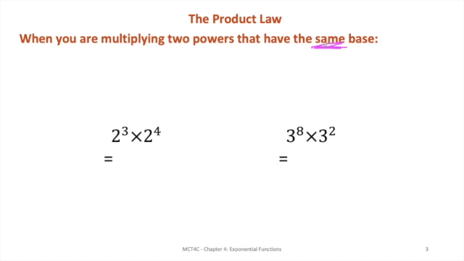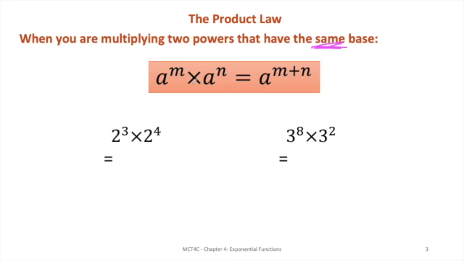Okay, so if we were to use our product law, you see that two powers are multiplied together with the base of a. We're going to then add our exponents. Okay, so we're going to look at this example. So 2 powers of base 2, keep the base, and then add the exponents. So 3 plus 4, so you're going to get 2 to the exponent 7.